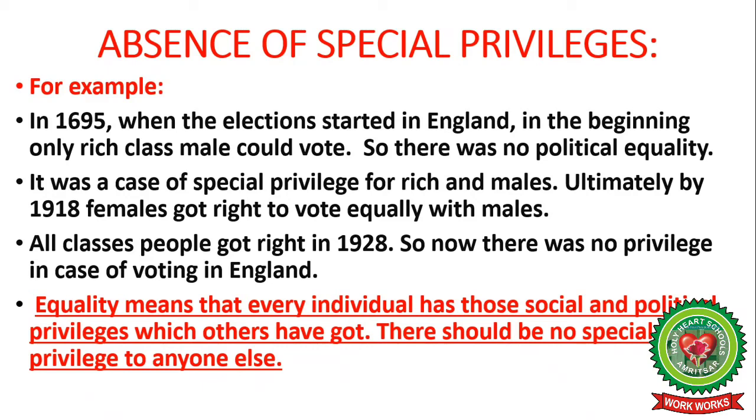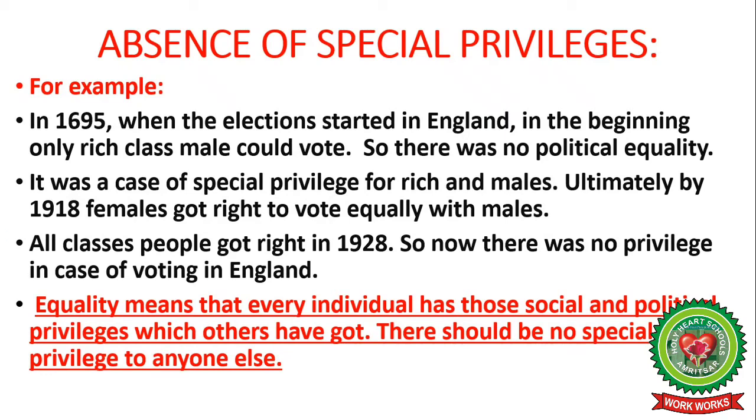Next example is, you will be surprised to know about it. In 1695, when the election started in England, in the beginning only rich class males could vote. In this sentence, there are two things: rich class could vote and only males could vote. Otherwise, England is known as the mother of democracies because democracy first of all started in England.